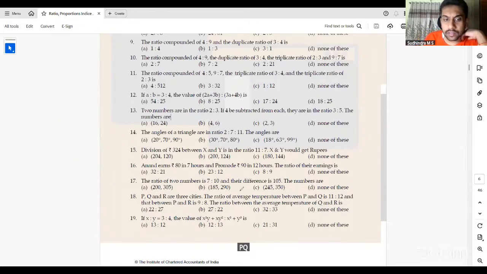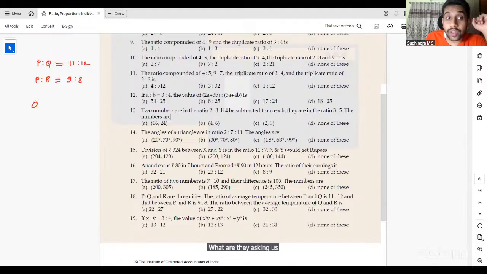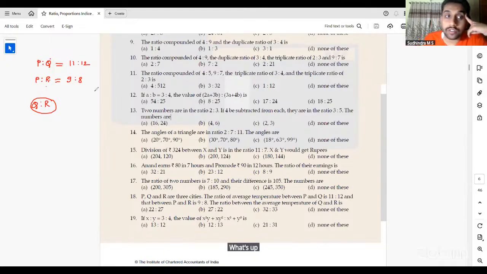Okay. So, what have they given us? P, Q, R are 3 cities. The ratio of average temperature between P and Q is 11:12, and between P and R is 9:8. What are they asking us? The average temperature between Q and R. Can I directly take 12:8? No, sir. Not possible.